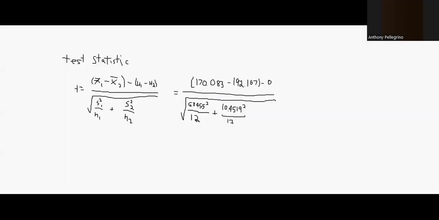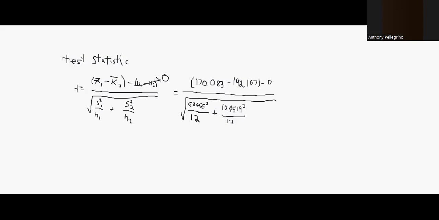So to find the test statistic now, we would use the formula x1 minus x2 minus the quantity mean 1 minus mean 2, which would just equal 0, and then that would all be divided by the square root of S squared 1 divided by n1 plus S squared 2 divided by n2. The S's stand for standard deviation.